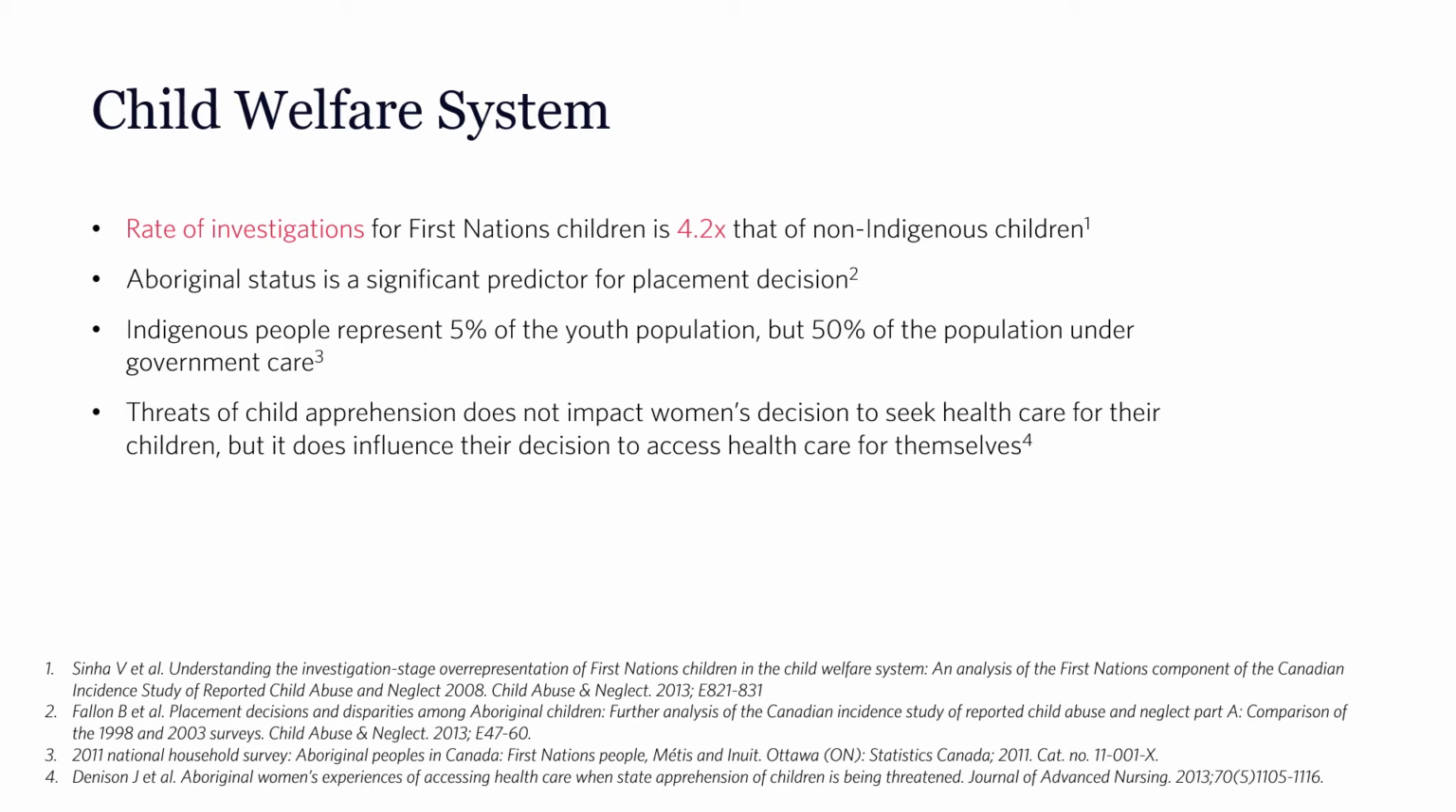Indigenous status is significantly associated with the subsequent decision to place a child in care. Despite representing only 5% of the youth population, Indigenous people represent 50% of the youth population under government care. Not surprisingly, this further affects the willingness of Indigenous people to interact with authorities and public services. One study shows that when child apprehension is being threatened, Indigenous women would still seek healthcare for their children, but they would be less likely to seek healthcare for themselves.